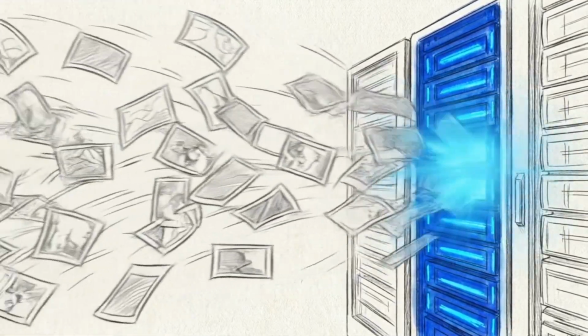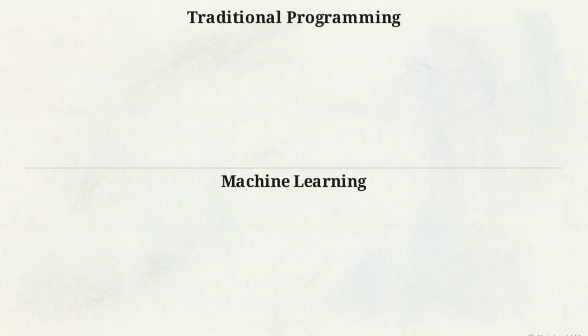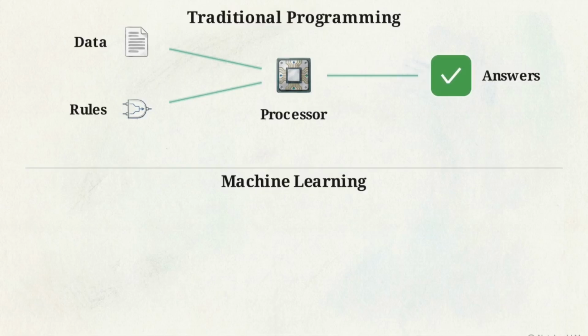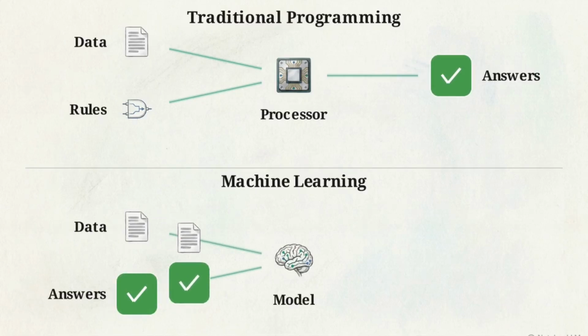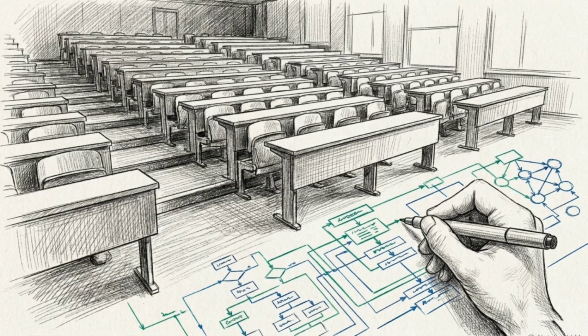Instead of giving strict instructions, we hand the machine a million pictures of cats and let it figure out the patterns on its own. In traditional programming, you give the computer data and a set of rules, and it calculates the answers. In machine learning, we give the computer the data and the answers, and it calculates the rules. We call this first method supervised learning.